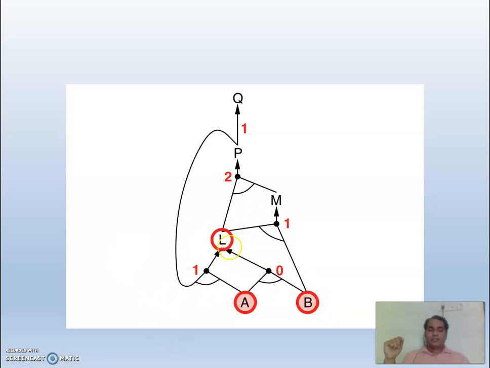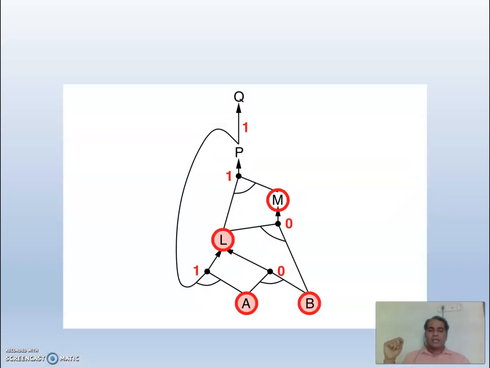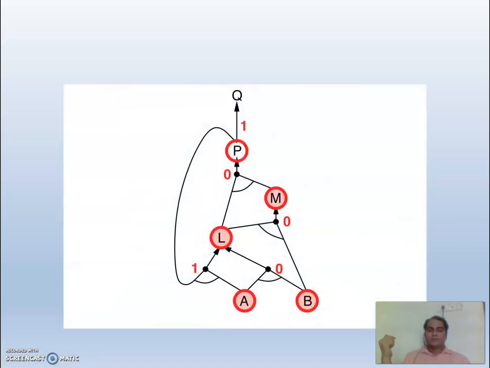L can be reached from this, and then from B and L I can reach M, that is also fine. But now from P and from A also I can reach L, but the problem is L is already visited, so I need not visit it again. So this is what happens.